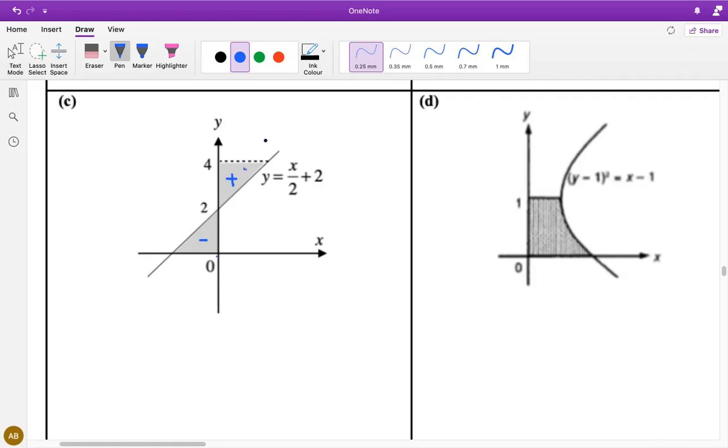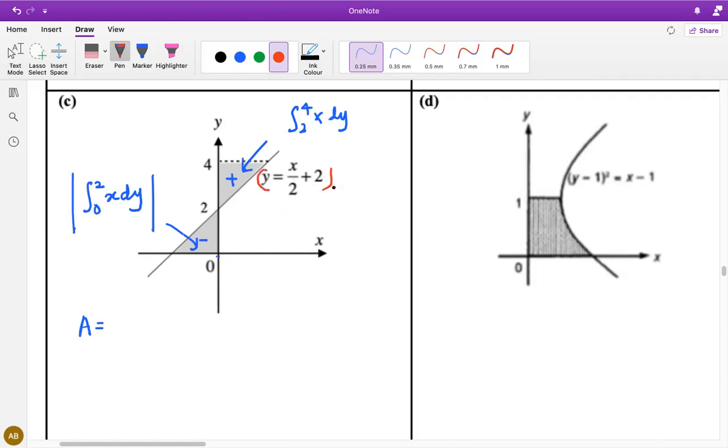Here you see, this part will be 2 to 4 of x dy. Then this part will be 0 to 2 of x dy, but this one must be modulus. So the area of the shaded region. What is x? This one we need to change first. So you multiply by 2 first, so you get 2y equals x plus 4. Therefore, our x equals 2y minus 4. Now I can start to integrate. From 0 to 2, 2y minus 4.